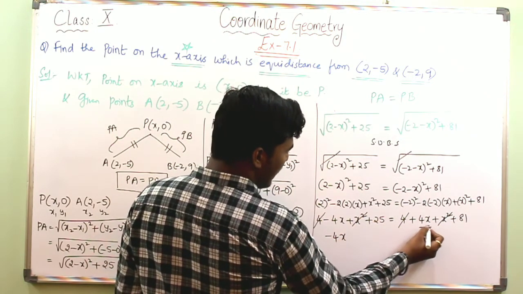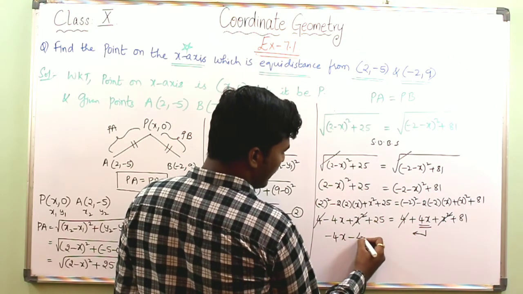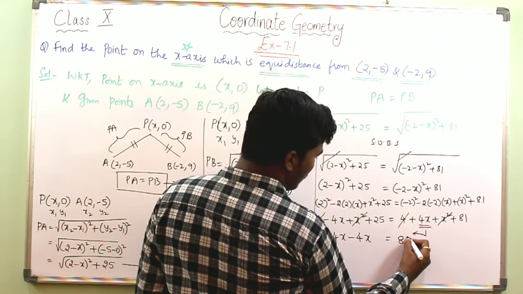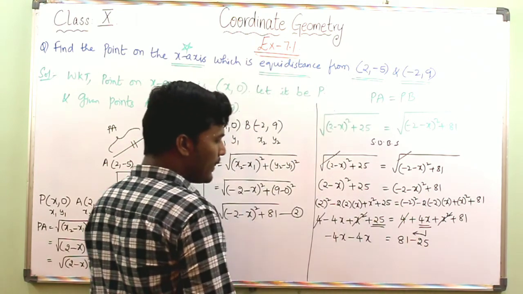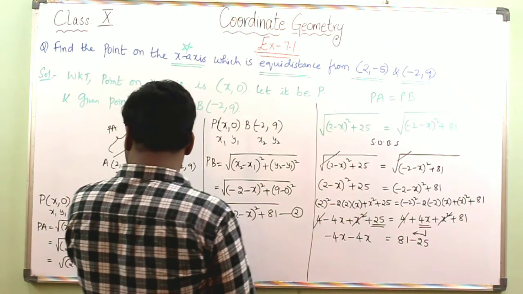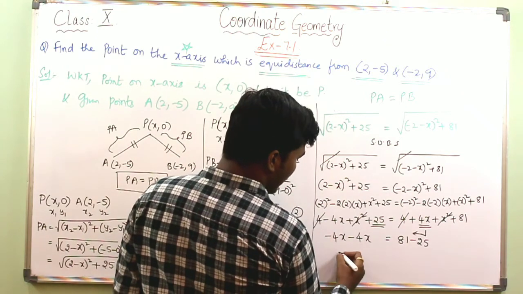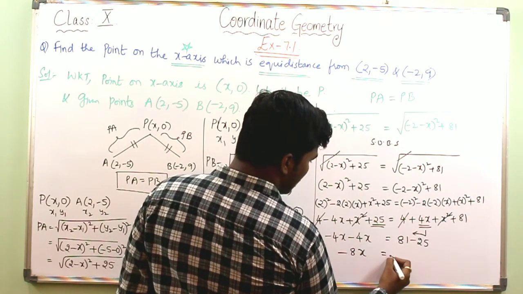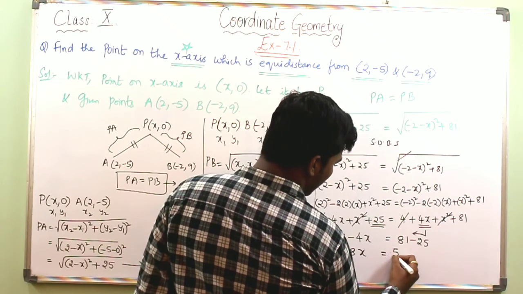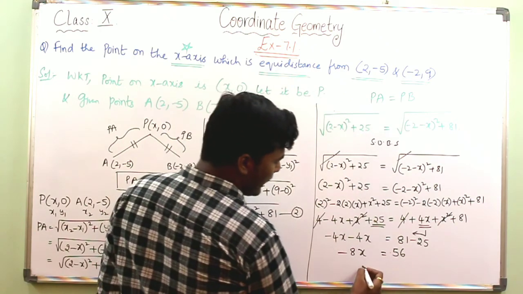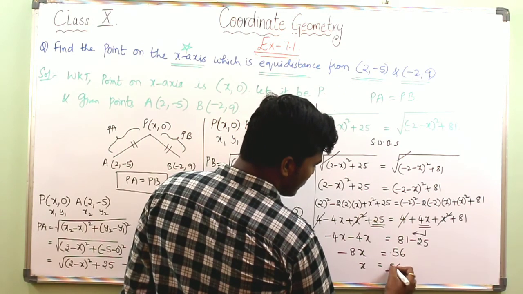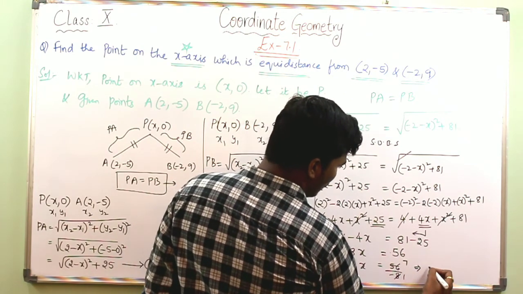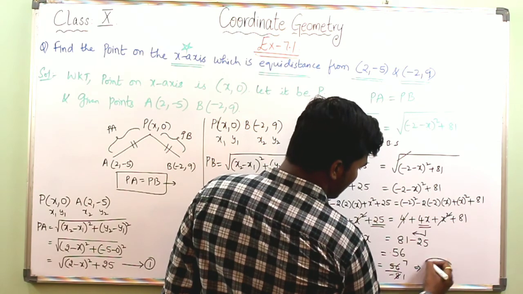If I get this 4x term here, it will become minus 4x is equal to 81, and I'm shifting this 25 that side. As it is plus 25, it will become minus 25. It will become 81 minus 25. So minus 8x is equal to 56. So x is equal to 56 by minus 8, that is, 8 sevens are 56. So x is equal to minus 7.